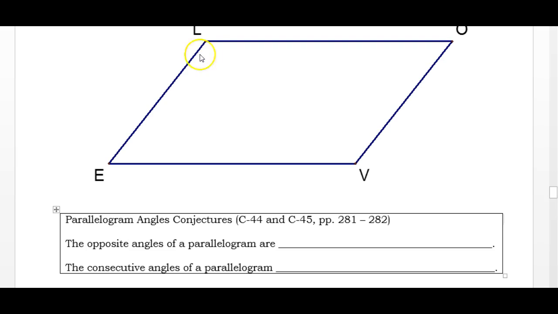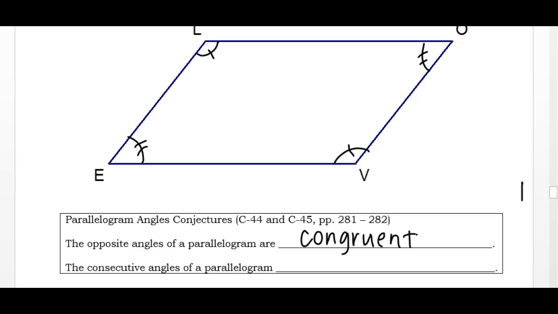So here's an angle up top, angle L. Angle L and angle V, they are opposites and they are congruent. Angle E and angle O, they are opposites and they are congruent.